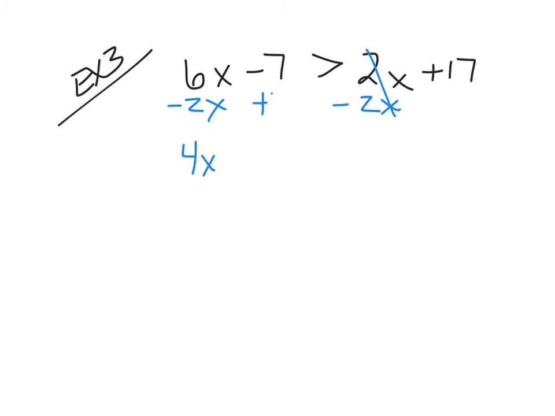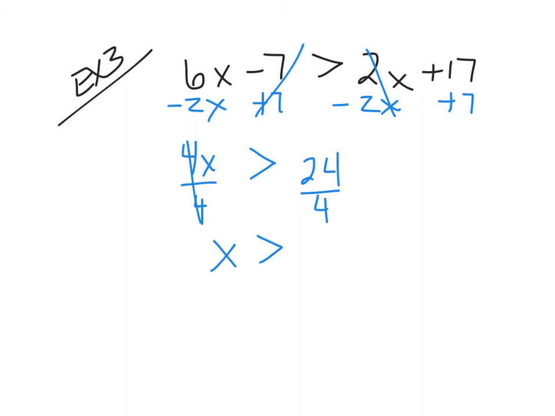I could also go ahead and say plus 7 because I want to move that away from here. So that would be 4x is all I have left over here. 17 plus 7 is going to give you 24. Okay, so now we can divide the 4 away. And I'm left with x is greater than, the sign doesn't change because it didn't divide by a negative. And then 24 divided by 4 would be 6.